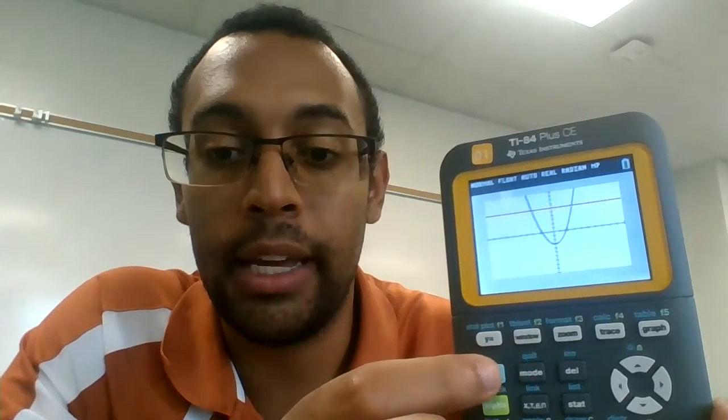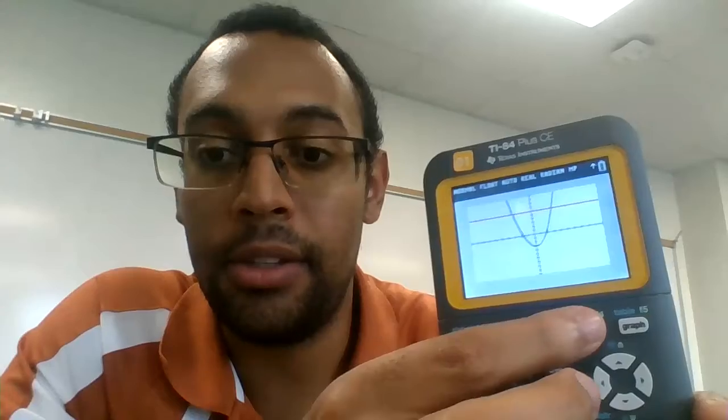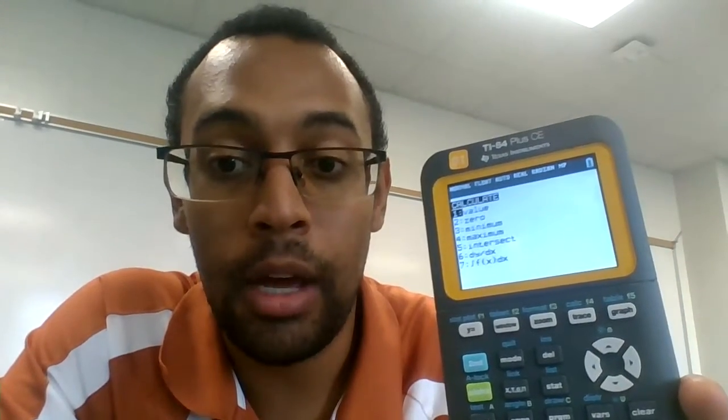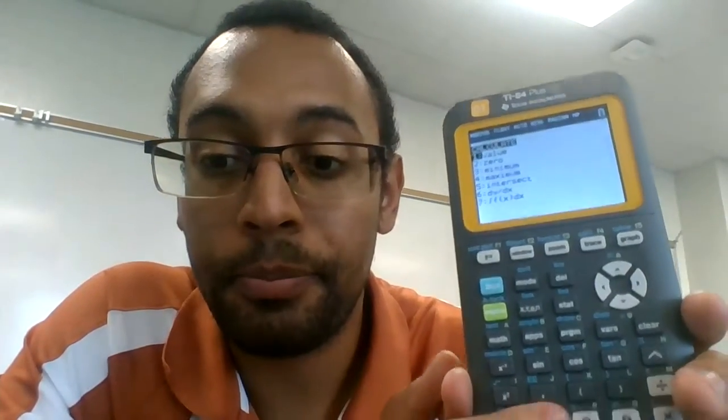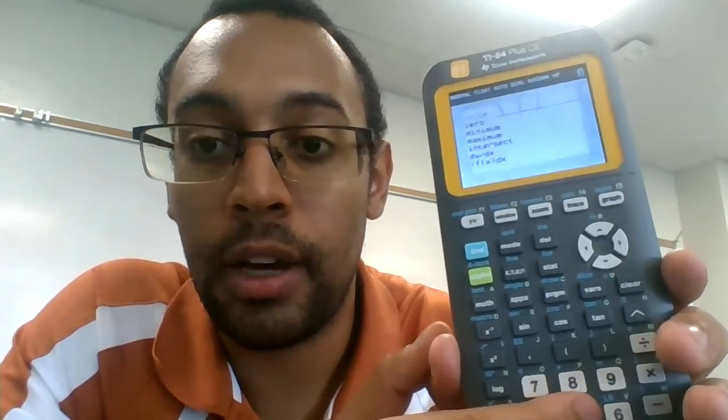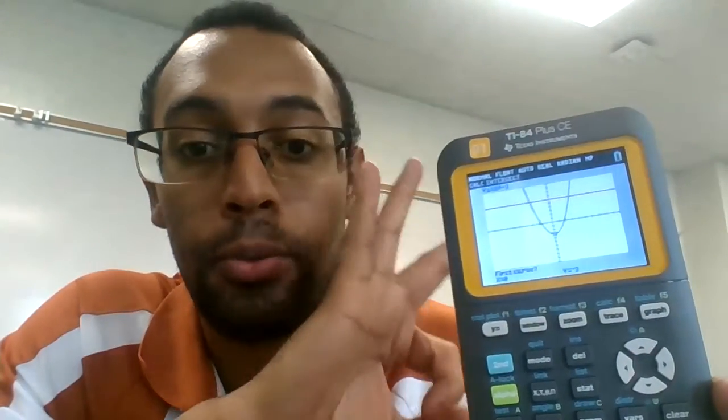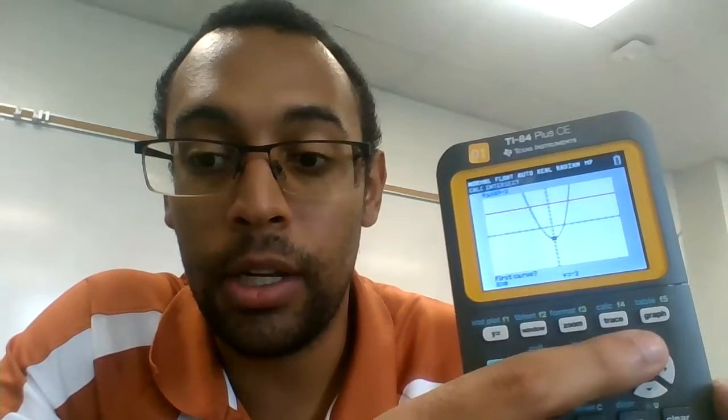So I go to second, I go to trace, and this time I choose intersect. Intersect is option 5. Okay? This will ask you 3 separate questions. Question 1, what is your first curve? Which curve do you want to use first? You can toggle between curves using the arrow keys.